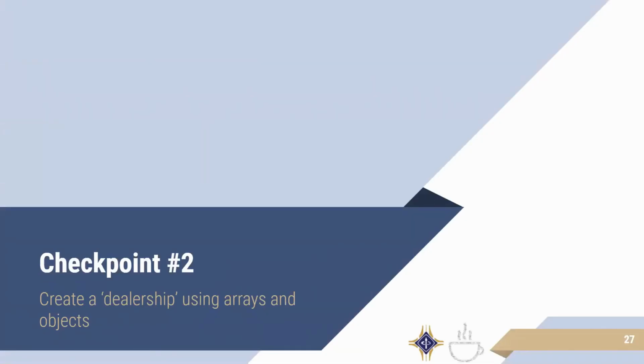Okay, checkpoint number 2. It's a bit more open-ended, so nothing too specific in terms of tasks, but I want you guys to create a dealership of cars using arrays and objects. What I'm envisioning here is an array of objects, and each object will have some kind of keys, maybe your make, your model, your color, whatever you want. And then at the end, can you print them out to the console tab? If you want to go a little more advanced, can you figure out how to nest an object within an object, and then how can you access properties from the nested object? That's a trickier thing to figure out.